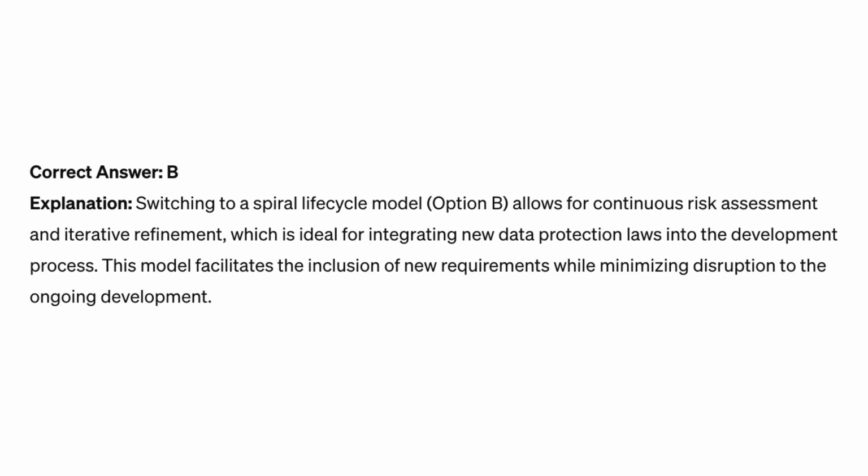Correct answer B. Explanation: switching to a spiral lifecycle model, option B, allows for continuous risk assessment and iterative refinement, which is ideal for integrating new data protection laws into the development process. This model facilitates the inclusion of new requirements while minimizing disruption to the ongoing development.